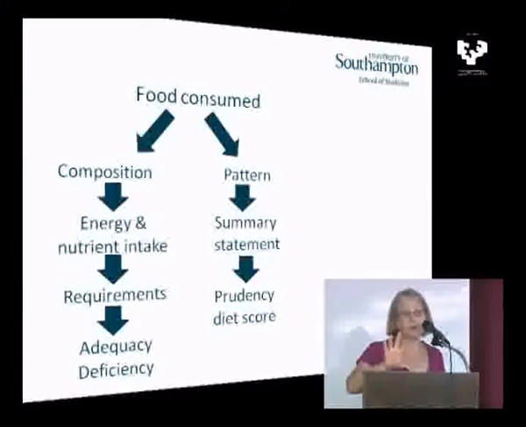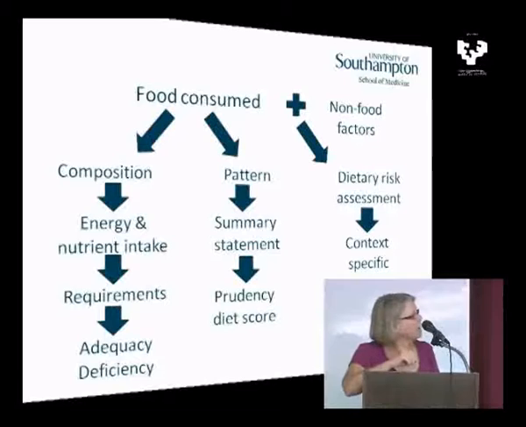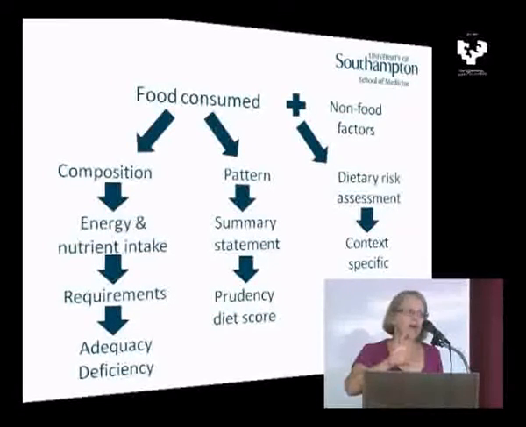It's called principal component analysis, and we come up with prudent scores. So you might have read some work about prudent diets, and that's where this is coming from. And then the third way is looking at food consumption as well as non-food factors.